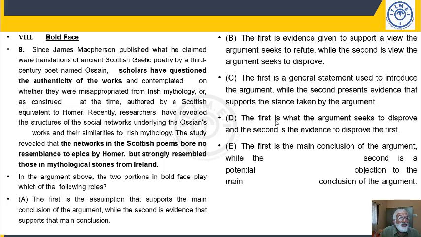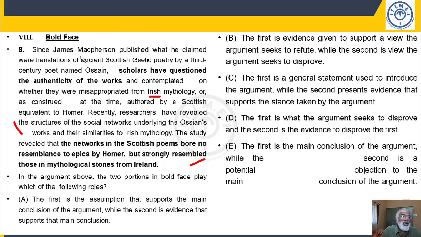Recently, researchers have revealed the structures of the social networks underlying Ossian's works and their similarities to Irish mythology, which means this part is actually in some sense being referred to here. The study revealed that the networks in the Scottish poems bore no resemblance to epics by Homer, but strongly resembled those mythological stories from Ireland. So now we know what the person says.